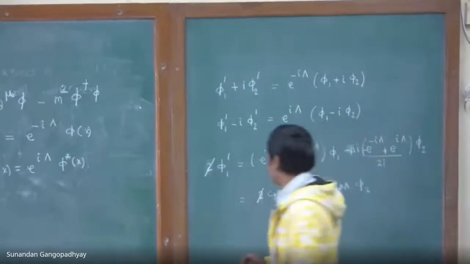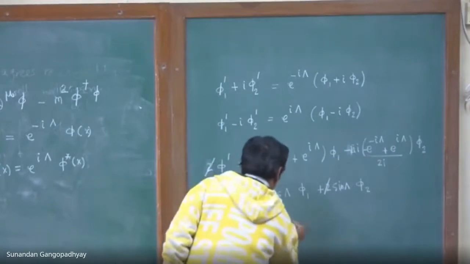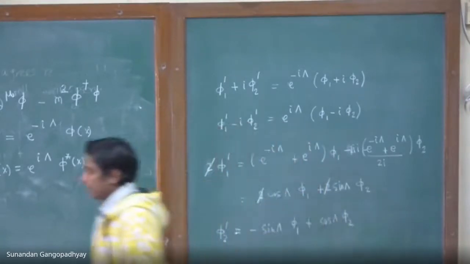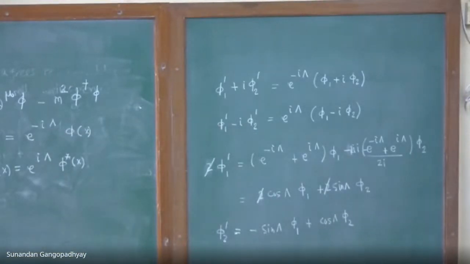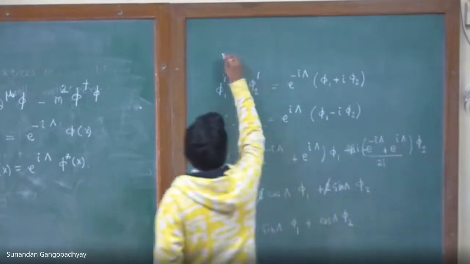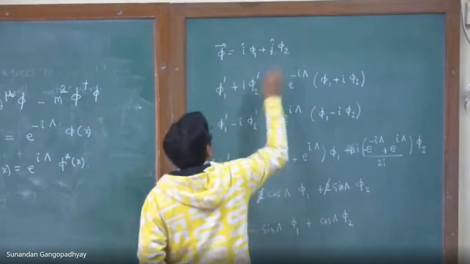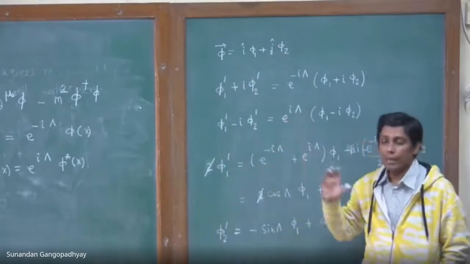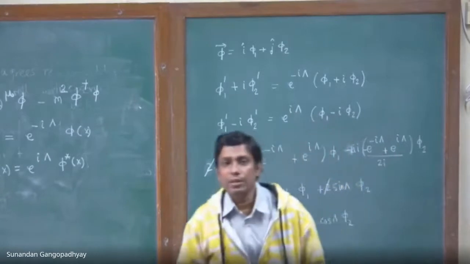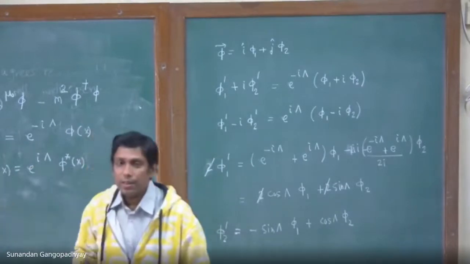And similarly, if you subtract these two equations, what you will get is phi 2 prime will be minus sine lambda phi 1 plus cos lambda phi 2. So you can see from this simple calculation that these two equations actually represent a rotation of the vector phi, which you can define as i cap phi 1 plus j cap phi 2. It is basically a rotation. If you rotate the vector field phi vector in the xy plane by an angle lambda, then also this theory remains invariant. This is what it says. So it has a rotational symmetry. The symmetry transformation that I have written over here is basically nothing but a rotational symmetry.